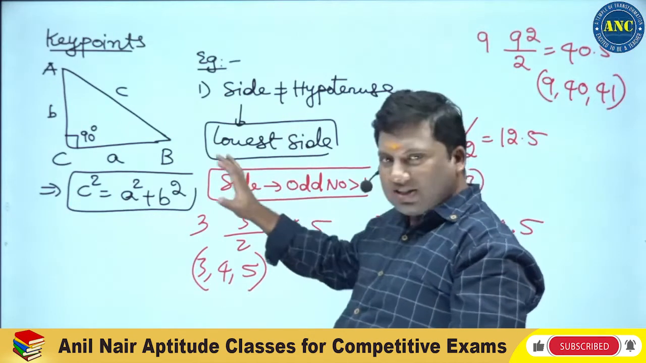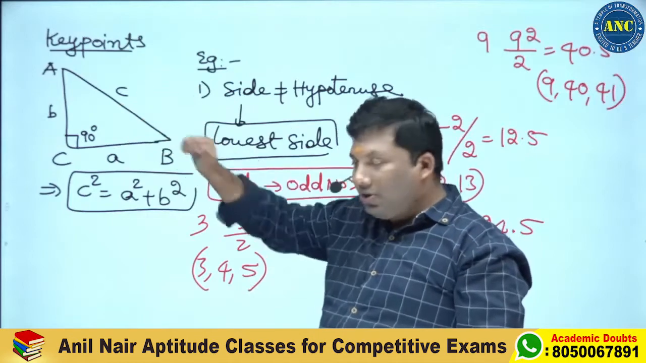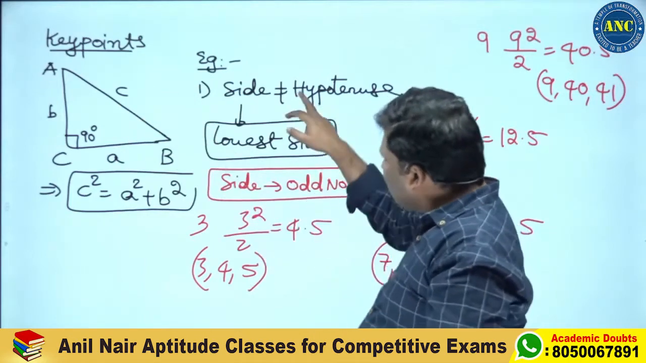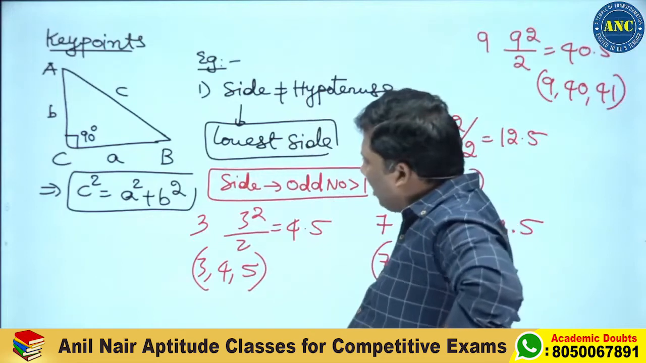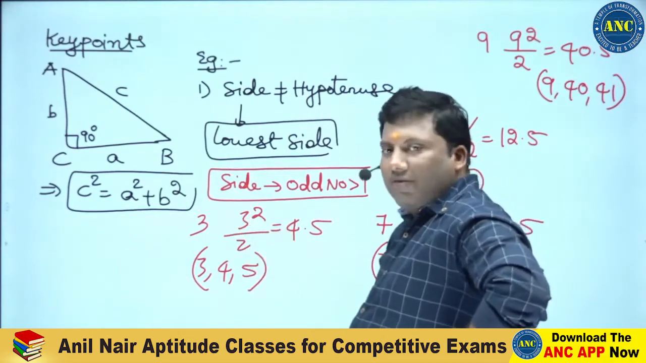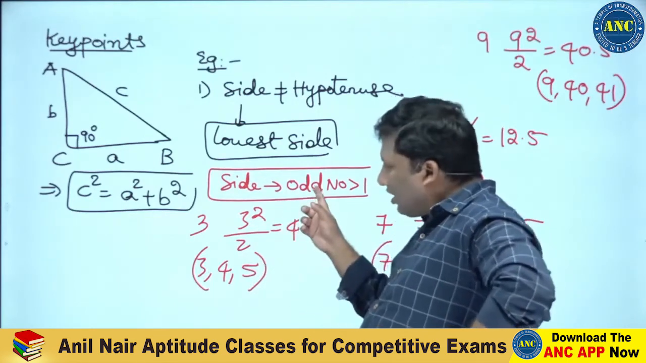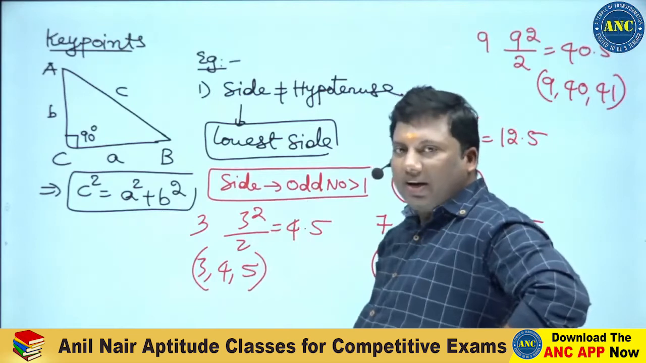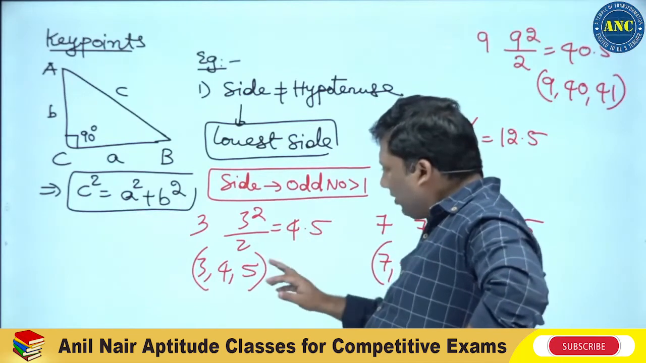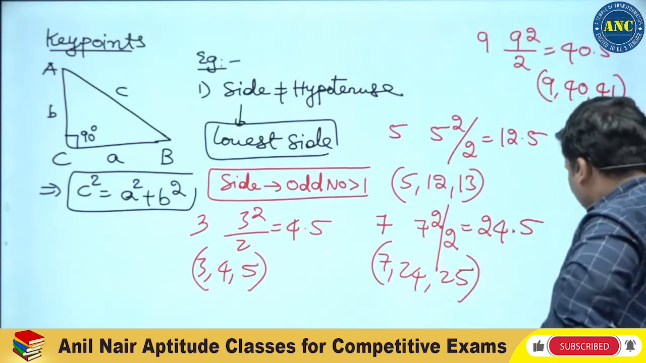In the first class, I will only concentrate on finding out all the integral values of A, B and C. Side is not equivalent to hypotenuse. I took the lowest side, 3 square by 2, 9 by 2, 4.5. If the lowest side is an odd number, square it and divide by 2. 9 by 2, 4.5. 3, 4, 5. 5, 12, 13, 7, 24, 25.